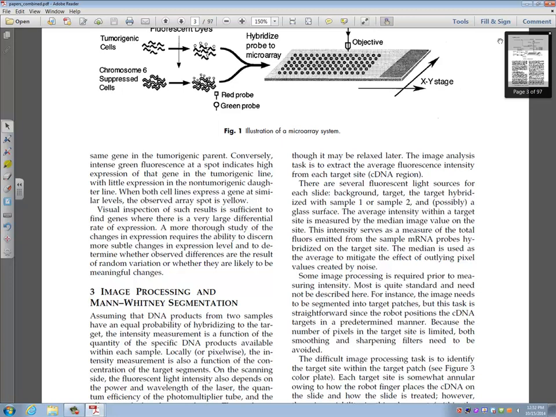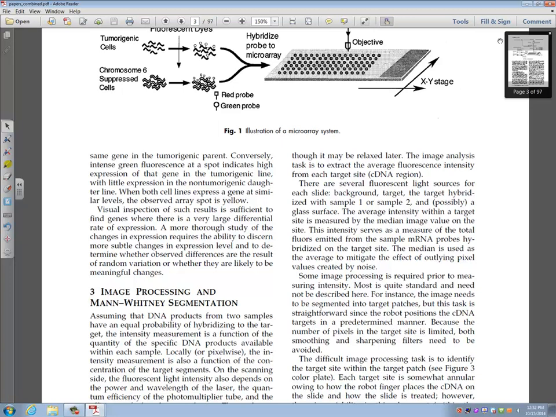Now, visual inspection of such results is sufficient to find genes where there is a very large differential rate of expression. A more thorough study of the changes in expression requires the ability to discern more subtle changes in expression level and to determine whether observed differences are the result of random variation or whether they are likely to be meaningful changes. All right, so this is the rank sum test.